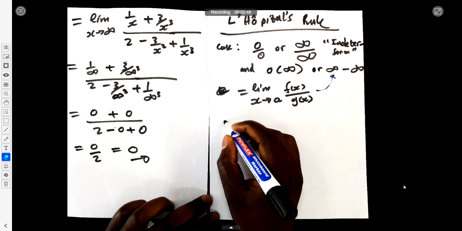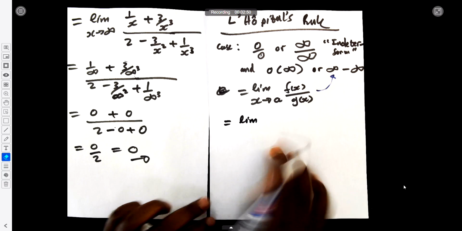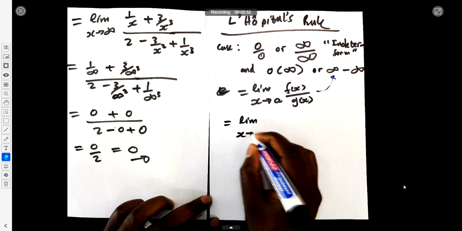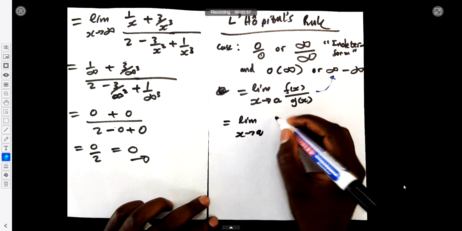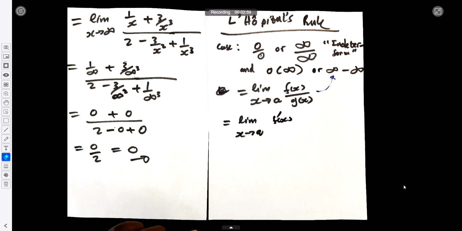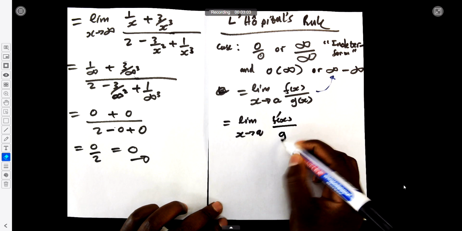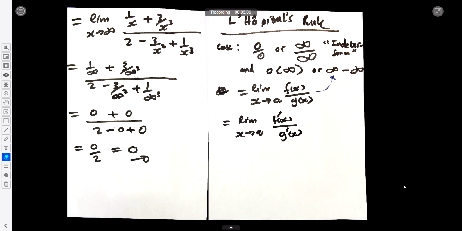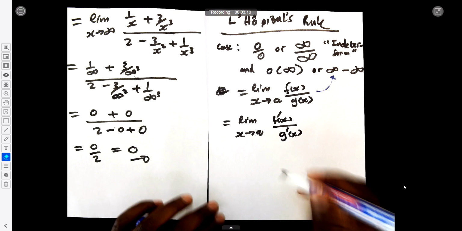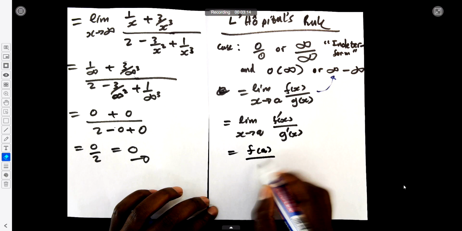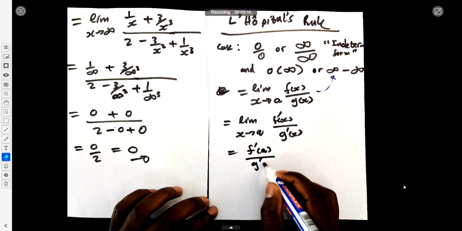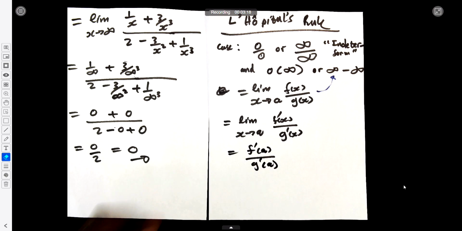So what we do is transform the function, the L'Hopital's rule way, to find a limit if we have substituted and got this indeterminate form. We say f prime of x independently and g prime of x independently, the derivative of the denominator. When we're done, we substitute the value of a and say f prime of a over g prime of a, and we'll get the limit.